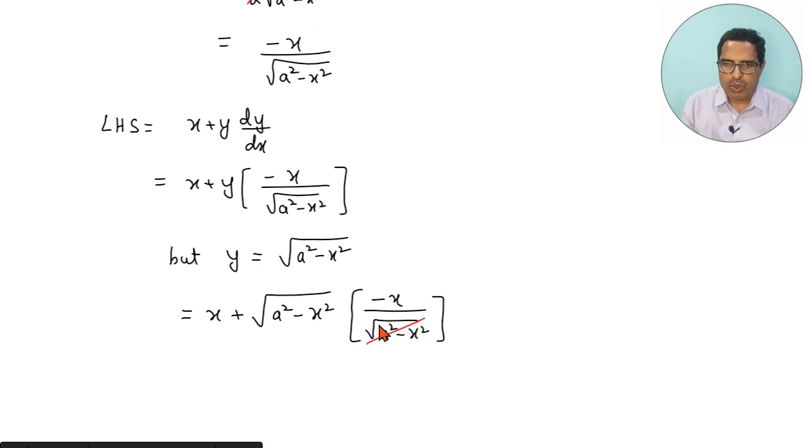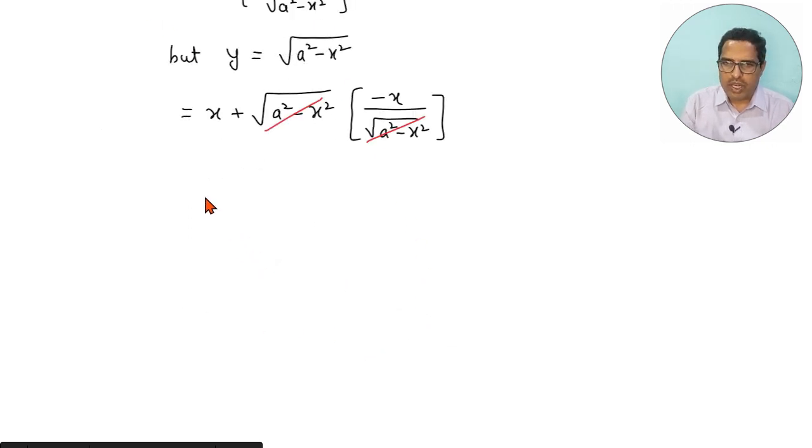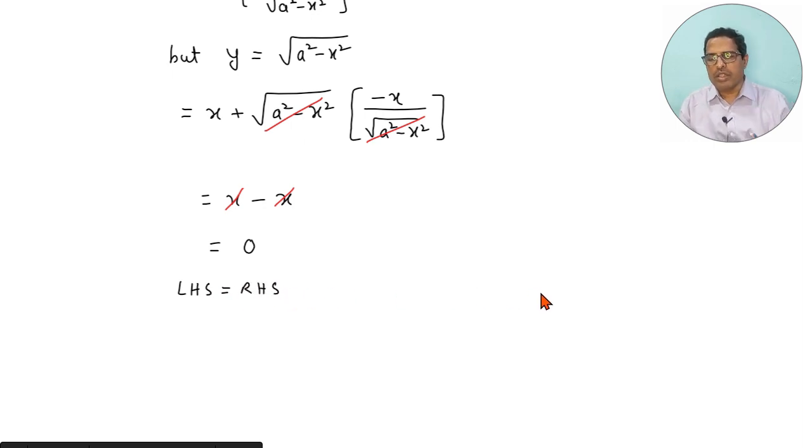We see that square root value will get cancelled. We are left out with x, and this is plus into minus will be minus of x. So this plus x and minus x will get cancelled. We will be getting the value to be equals to 0. So hence we have LHS is equals to RHS. Therefore the differential equation is verified.